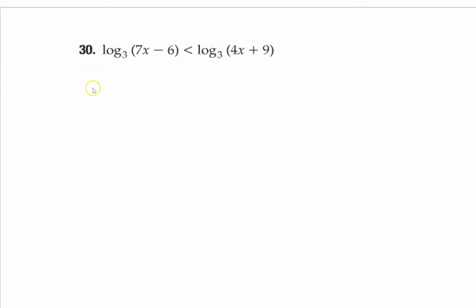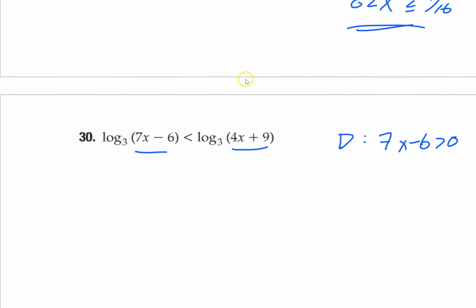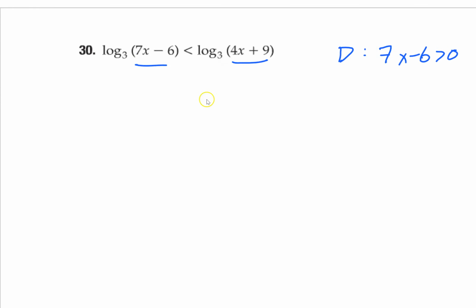Now the temptation is to take 3 to both sides, right? But again, we gotta worry about the domain. In this case, we actually have two things, so we worry about the domain on both of them. The domain on the left one, 7x minus 6 is greater than 0. A lot fancier than the domain we had earlier, which was just zero. This actually has something inside of it. So just add 6, divide by 7: x is greater than 6/7. My domain for this one, 4x plus 9 is greater than 0. Subtract 9, divide by 4, x is greater than negative 9/4.